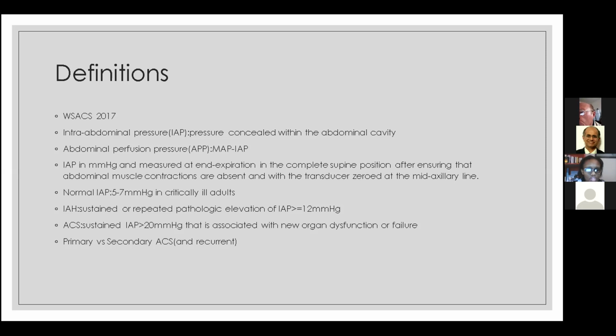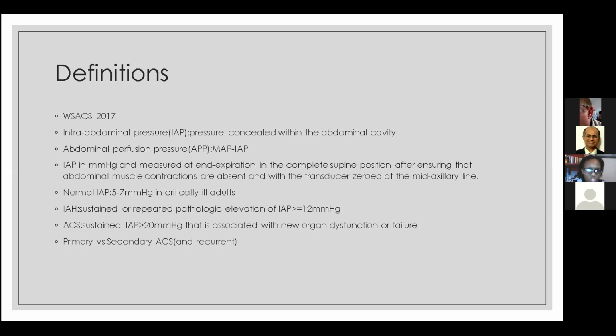Intra-abdominal hypertension is a sustained or repeated pathologic elevation of the intra-abdominal pressure to above or equal to 12. When it is sustained above 20 or associated with new organ dysfunction or failure, that's when you classify it as abdominal compartment syndrome.